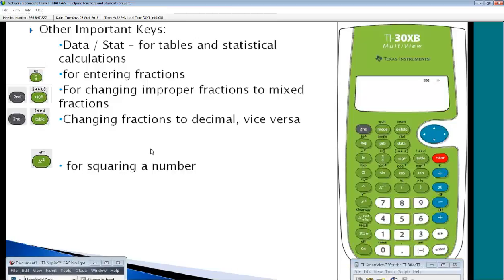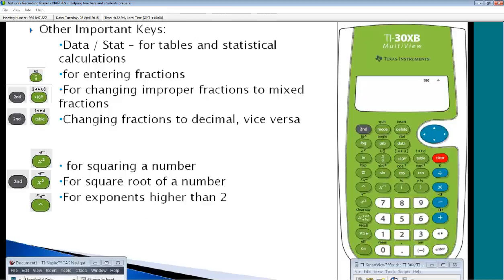They'll need to know how to square a number, so 4 squared, 6 squared, etc., putting in the number and then pressing the squared button. And for square root of a number is second function in that same key. The other one that they need to be aware of, more so probably in grade 9, and that is for powers that are higher than 2 or exponents higher than 2. So, for example, if they needed to do 5 cubed. Now, for that one, they actually use what's called the little caret. Looks like an arrow pointing up.